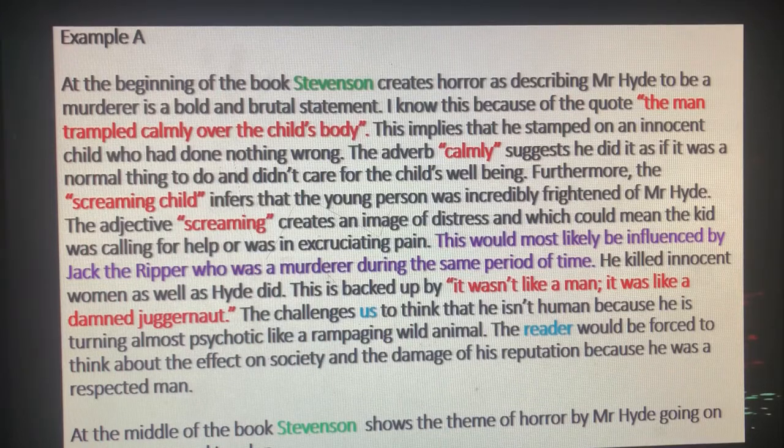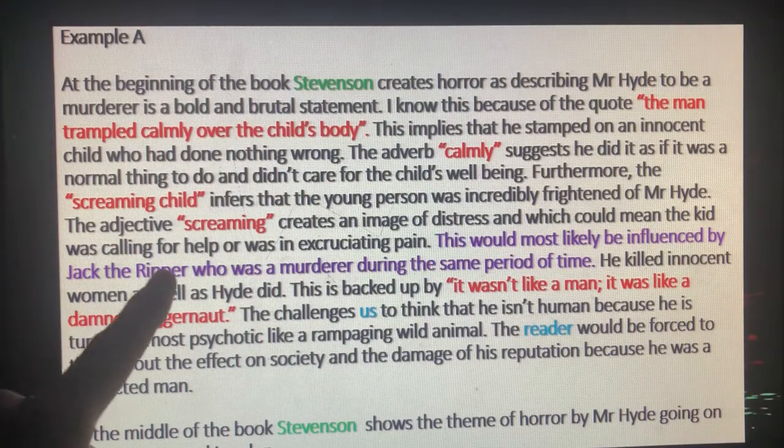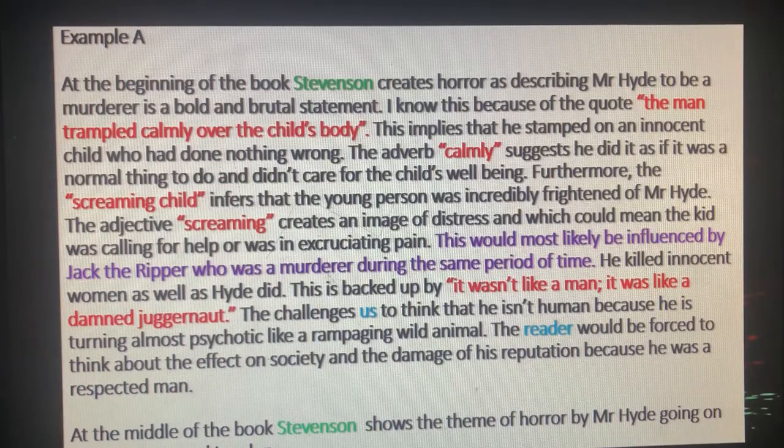This candidate clearly understands what is happening in this quote. "The adverb calmly", good analysis there, one keyword selected from a longer quote, "suggests he did it as if it was a normal thing to do and didn't care for the child's well-being. Furthermore, the screaming child infers the young person was incredibly frightened of Mr. Hyde. The adjective screaming creates an image of distress, which could mean the kid was calling for help or in excruciating pain." I like the idea of alternatives in that sentence there.